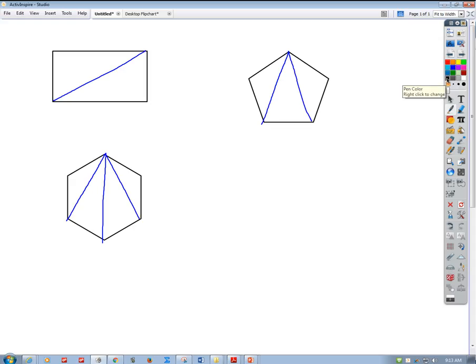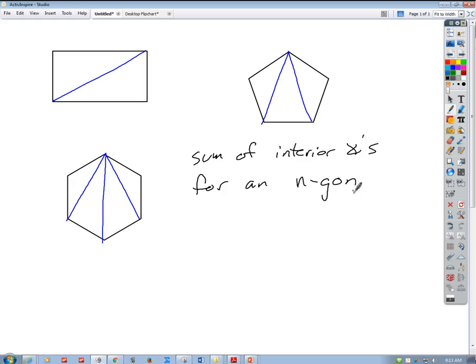See if you can complete this. So the sum of the interior angles for an n-gon. And what's an n-gon mean again? Any number, like a polygon. Okay, it's a polygon with how many sides? Any side, like 5. Okay, and if I write it this way, what's the symbol that represents the number of sides? N. So it's got n sides. An n-gon has n sides.